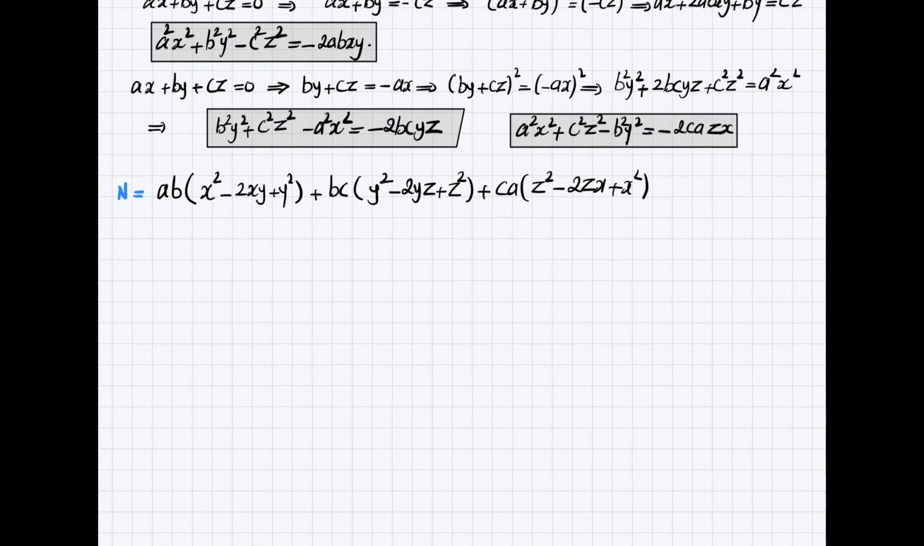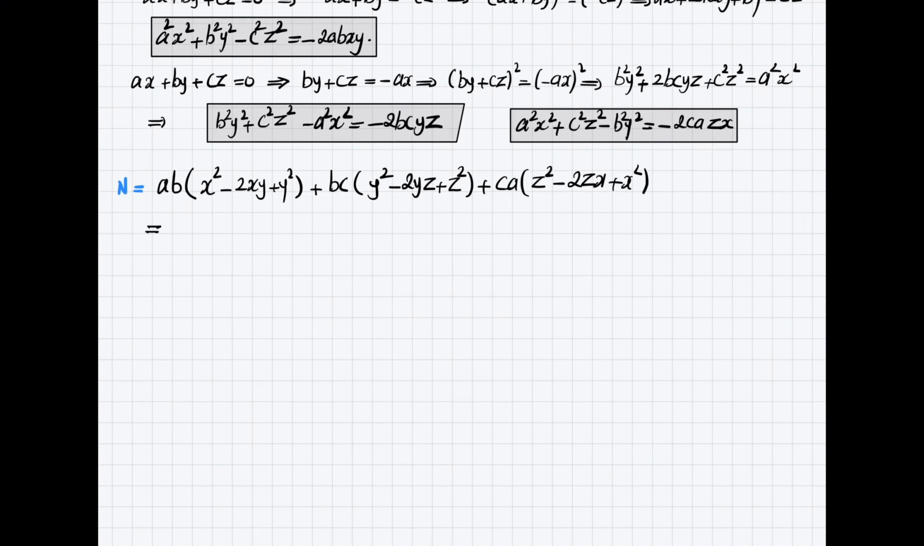And now let me multiply it like this. So I will multiply, so I just expand this, yes. So AB x squared minus 2AB xy plus AB y squared. And then the next terms are BC y squared minus 2BC yz plus BC z squared.